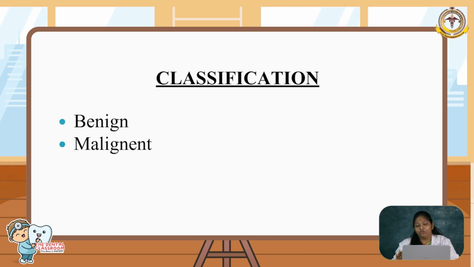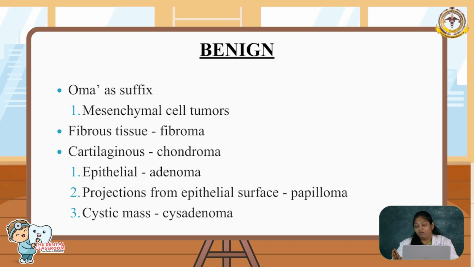Next, the third category is classification. Neoplasia is classified into benign and malignant. Benign tumors or benign lesions always have a name that ends with the suffix oma. How are they called? Fibroma, chondroma, adenoma, papilloma, cystadenoma. These are all benign tumors, and this is how all benign tumors are named.